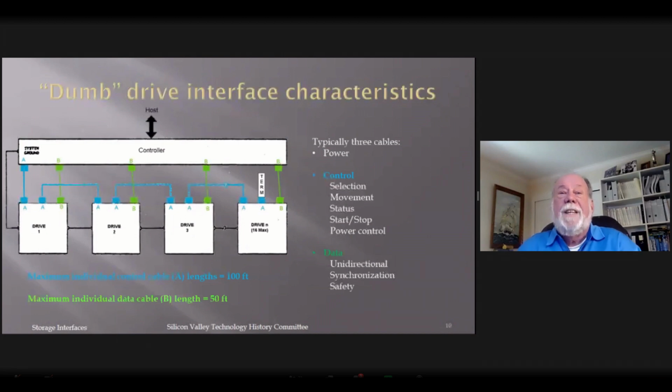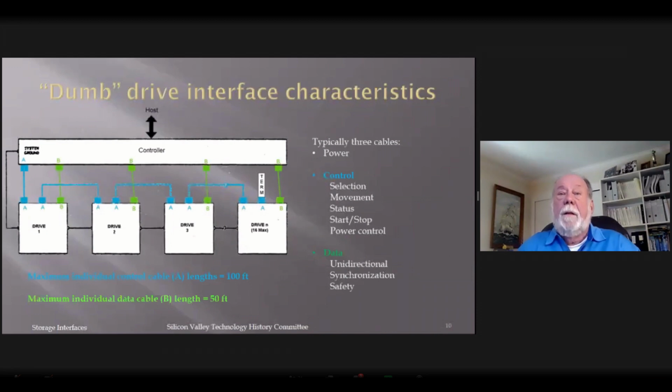Here's a picture of an SMD interface, the physical aspects from the mid-70s. You typically have 3 cables, a power, which I'm not going to talk about, and a control and data cable. The control was daisy-chained and provided a number of functions like selection, movement, status, starting and stopping, and power control. Data was typically unidirectional and had signaling for synchronization and safety.